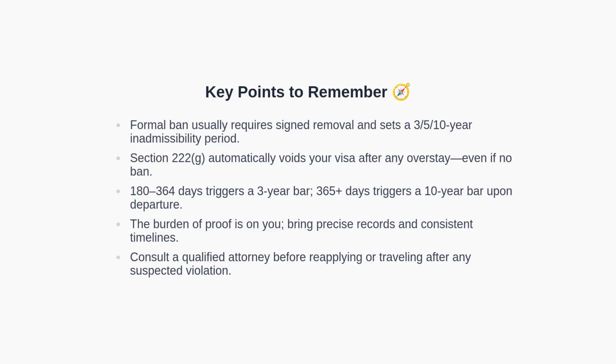Here are the key points. A formal ban is generally documented by signed removal paperwork and includes a 3, 5, or 10-year inadmissibility period. Any overstay triggers Section 222G, which automatically voids the non-immigrant visa. Overstays of 180 to 364 days typically trigger a 3-year bar upon departure, while a year or more typically triggers a 10-year bar. The burden of proof lies with the traveler, so accurate records and consistent timelines are essential. Before taking any action, consult with a qualified immigration attorney.